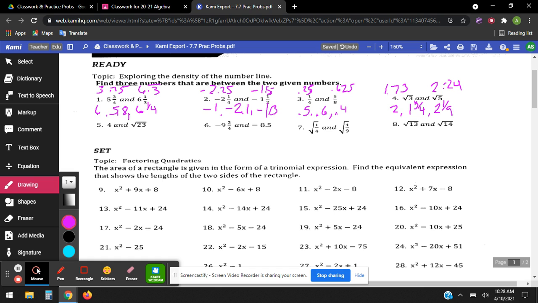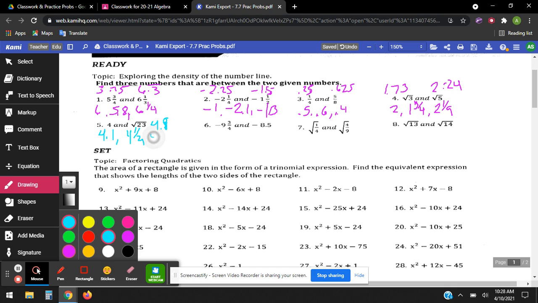Let's be creative. Right, 4 and square root of 23. So 23 square root is 4.8, basically, way around. So we've got 4.1, 4.5, 4 and 3/4.